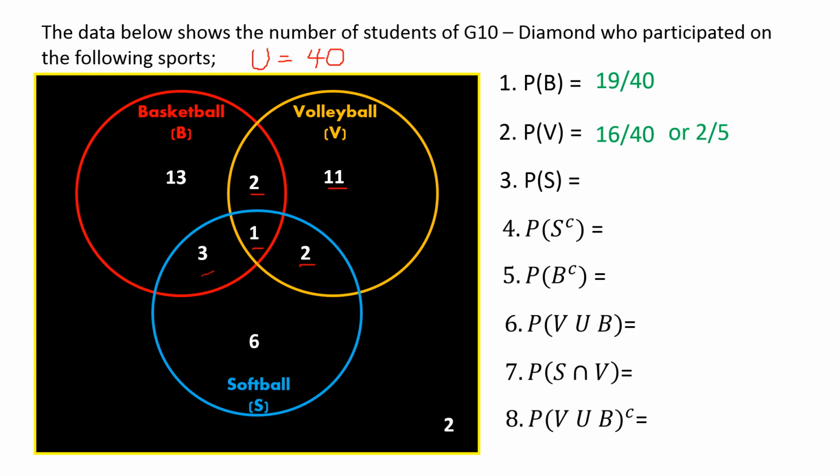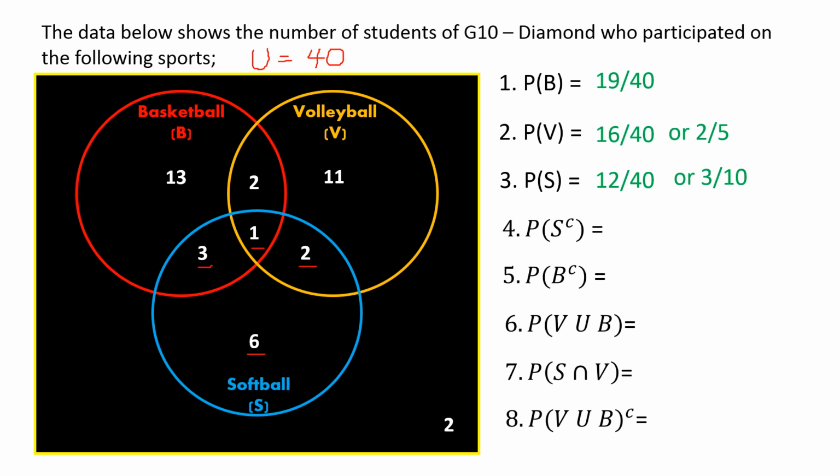Number 3, probability of softball. For the softball, the frequencies that we have are 6, 2, so that gives us 8, plus 1, 9, plus 3, so we have 12. So it is 12 over 40, or we may simplify this as 3 over 10.